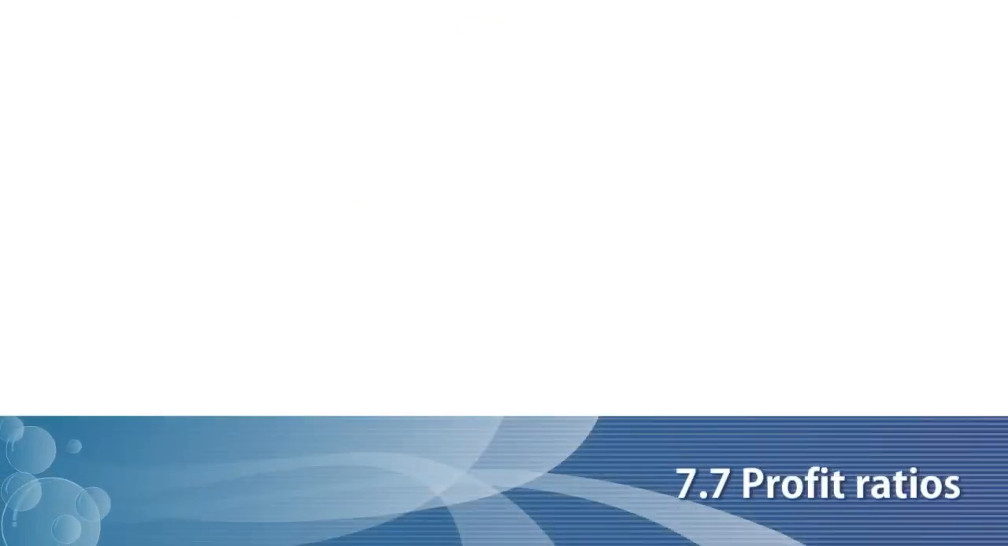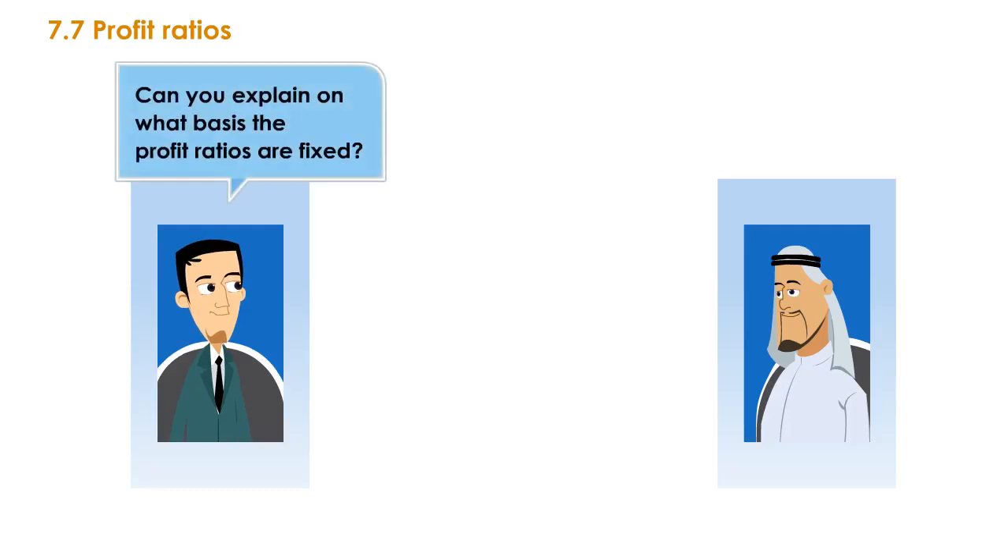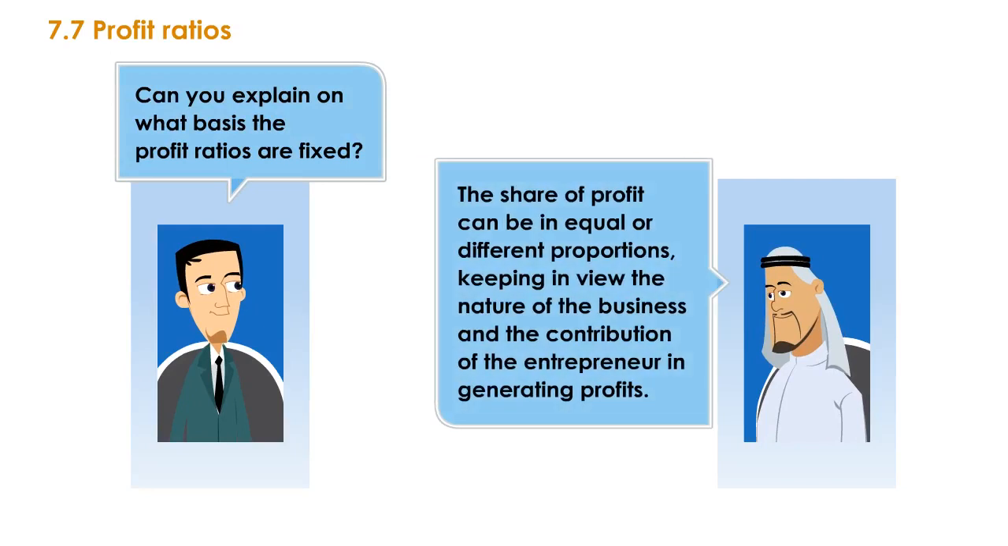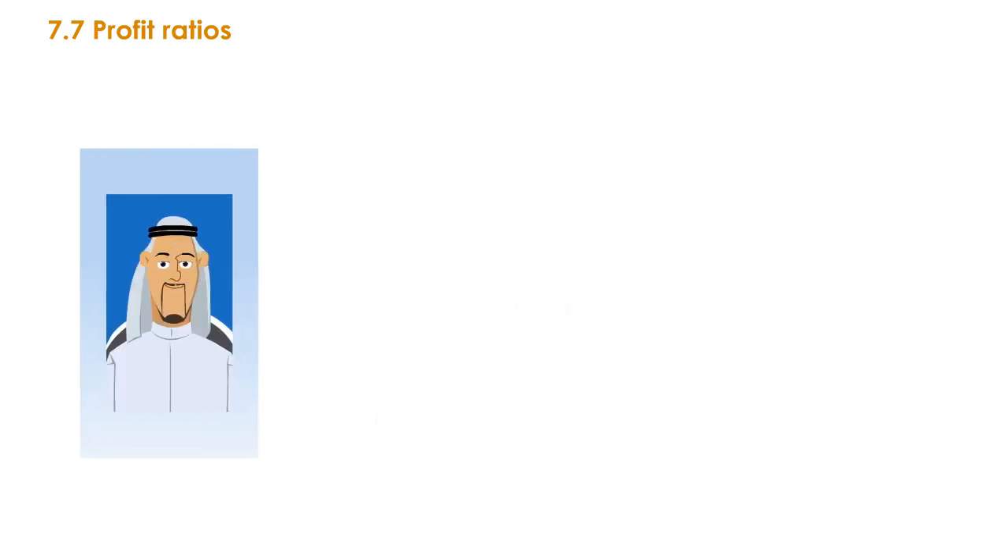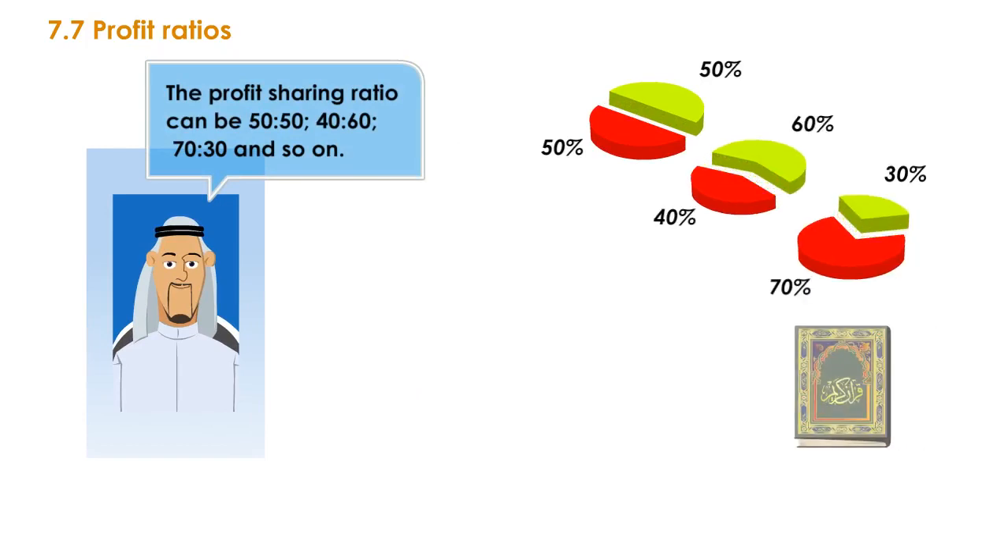Profit ratios. Can you explain on what basis the profit ratios are fixed? The share of profit can be in equal or different proportions, keeping in view the nature of the business and the contribution of the entrepreneur in generating profits. The profit-sharing ratio can be 50 to 50, 40 to 60, 70 to 30, and so on.